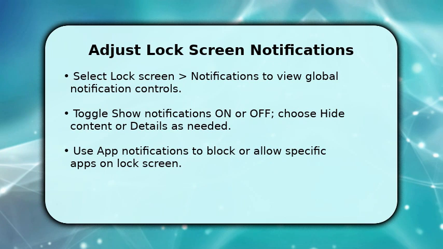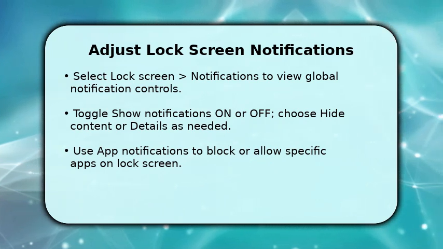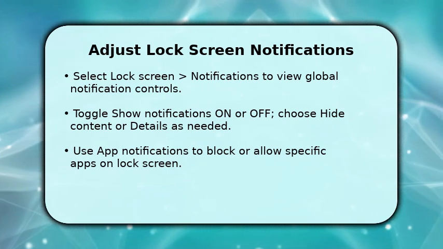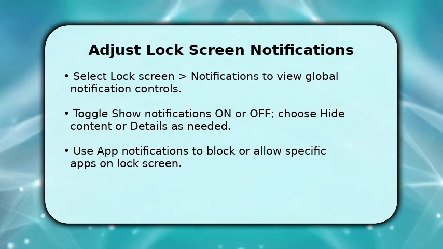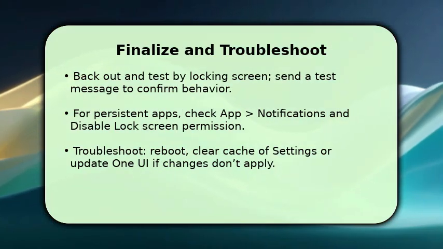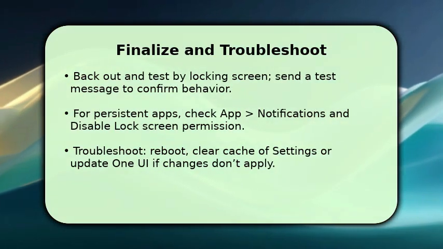Then, select app notifications to pick individual apps to block or allow on the lock screen, which gives granular control so sensitive apps never reveal info before you unlock. Finish by locking the phone and sending a test notification so you can verify what appears.